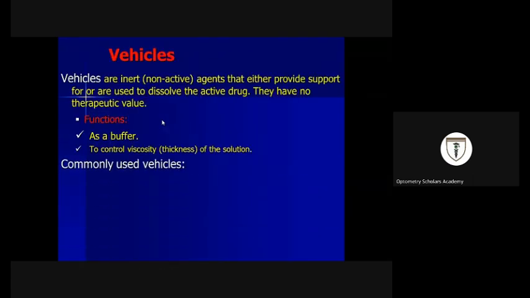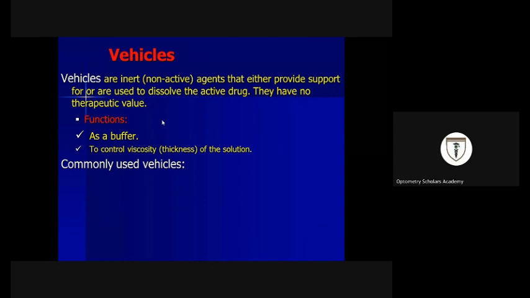So now talking about vehicles. People will be like, do we have vehicles in drugs? Do we have cars or bicycles or motorbikes in drugs? Yeah, vehicles are agents that provide support or that are used to dissolve active drugs. So they are inert agents or non-active agents. They are used to dissolve active drugs, so they have no therapeutic value. They are just like a placebo.